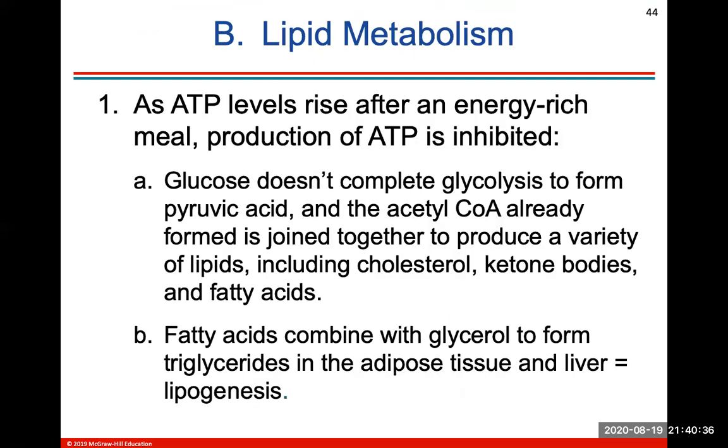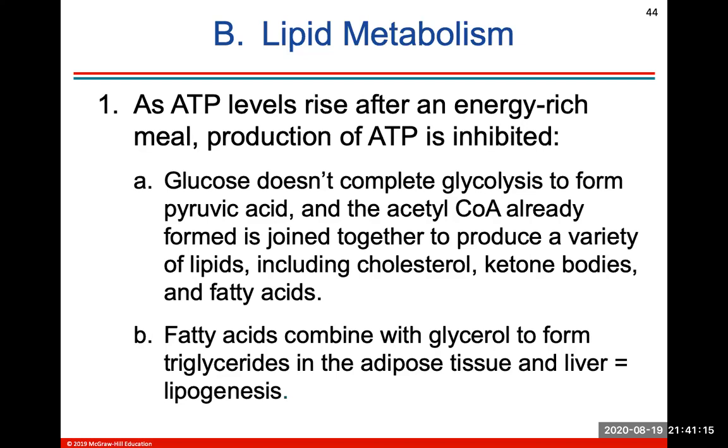Lipid metabolism: as ATP levels rise after an energy-rich meal, production of ATP is also inhibited because glucose doesn't complete glycolysis to form pyruvic acid. So fatty acids will combine with glycerol to form triglycerides in adipose tissue and the liver, and this is called lipogenesis. Again, this shows how too much glucose and too much food is actually a bad thing, because it can inhibit this cycle and you'll store the extra glucose in your liver and tissues as fat. And we all know that that's a bad thing.